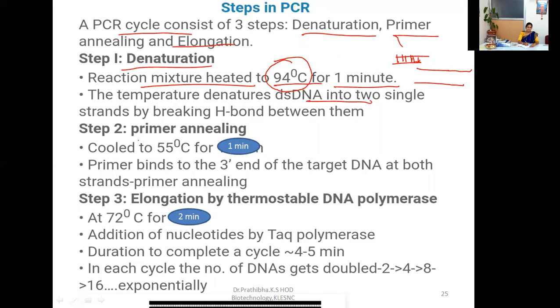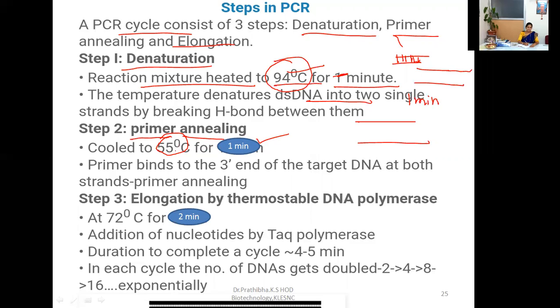Then step 2, primer annealing. Primers are single stranded oligonucleotides. Annealing is the attachment, or complementary base pairing, over here. So when we already have the template DNA, then what happens? We have increased the temperature to 94 degrees Celsius here. The PCR mixture, or reaction mixture, is cooled to 50 to 60 degrees Celsius, or 55 degrees Celsius, for 1 minute. Within 1 minute, denaturation will be happening.